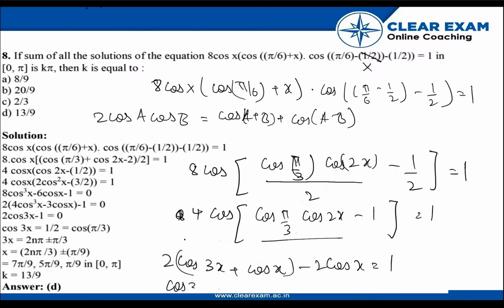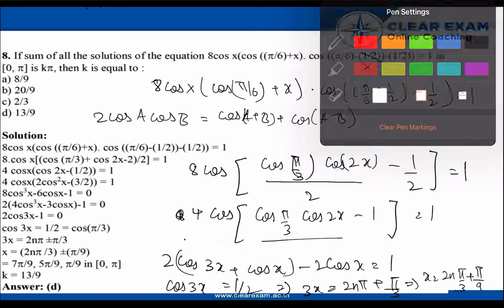So cos 3x equals to 1 upon 2. Solving this equation, we get 3x equals to 2nπ, that is the general equation of cos, plus π/3, which gives us x equals to 2nπ/3 plus π/9. Easy.